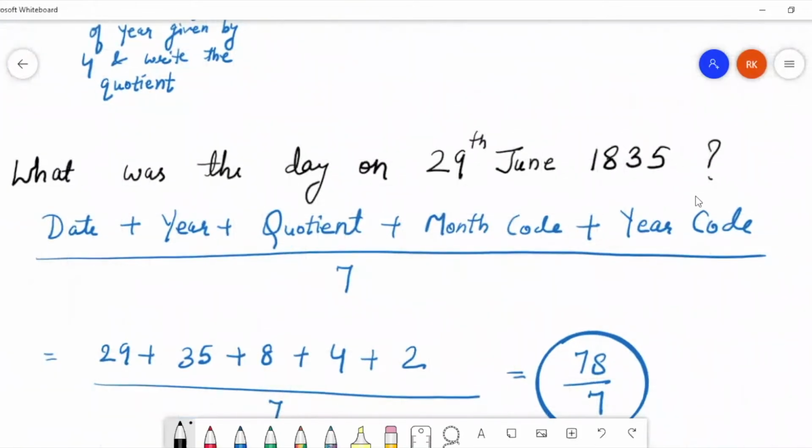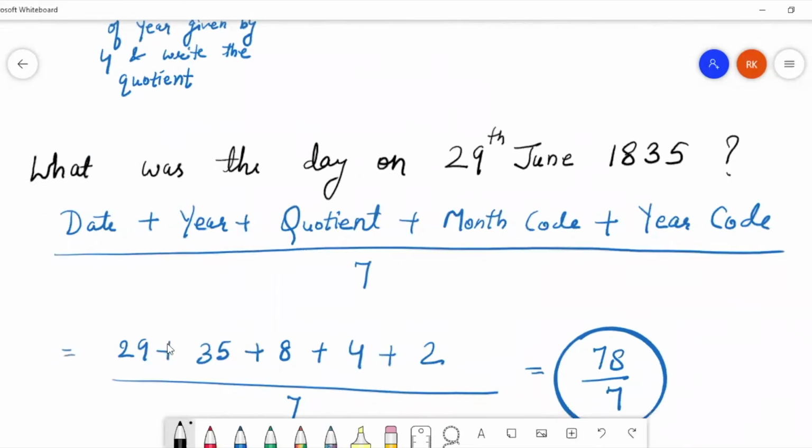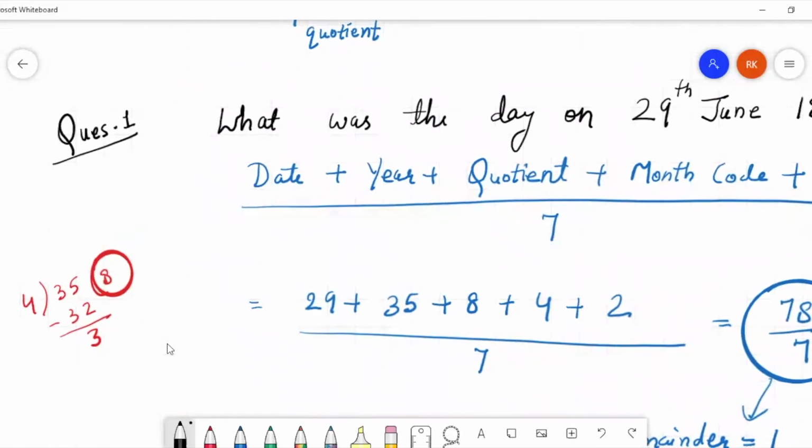You're asked, what was the day on 29th June 1835? Okay, our formula was date plus year plus quotient plus month code plus year code upon 7. Now the date given here is 29, the year is given as 1835. So what we have to take? The last 2 digits. So 35. Now quotient. How I told you to find the quotient? You have to divide this 35 by 4. And whatever quotient you are getting, you have to write it in the place of quotient.